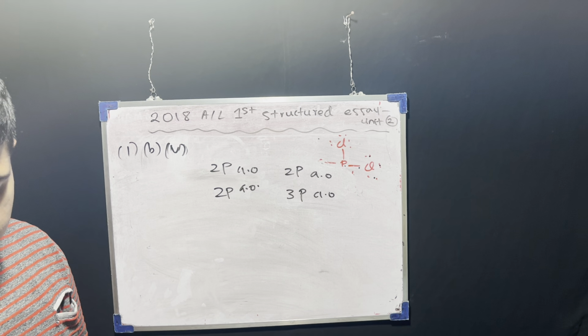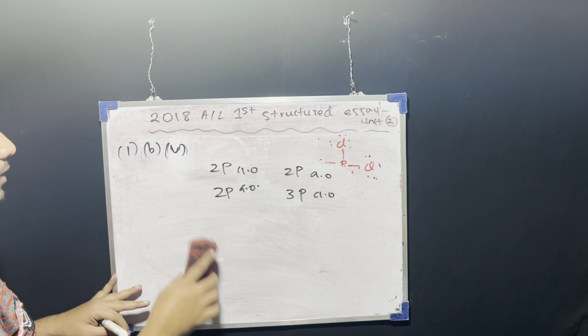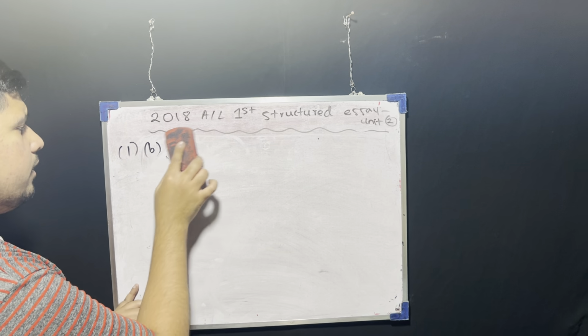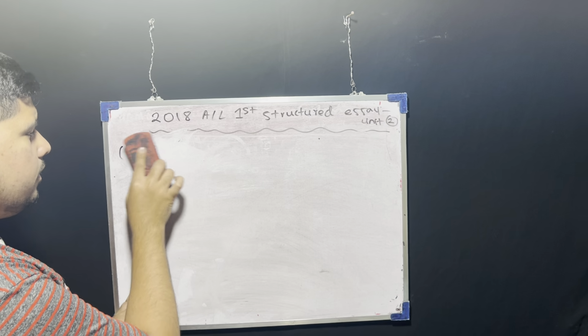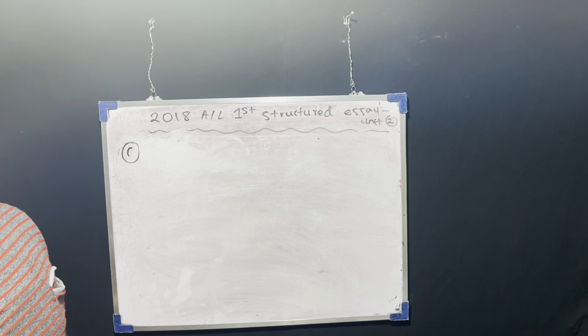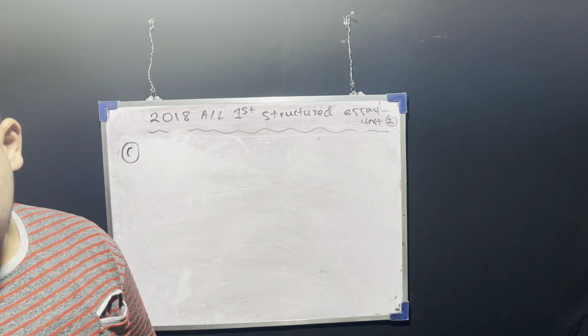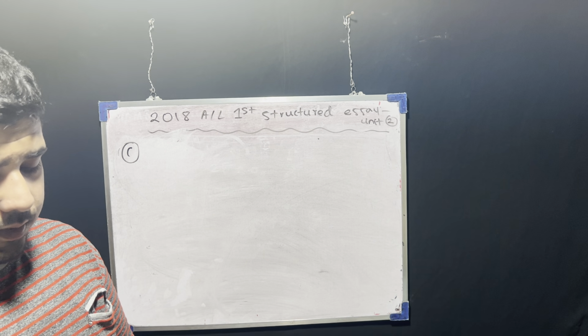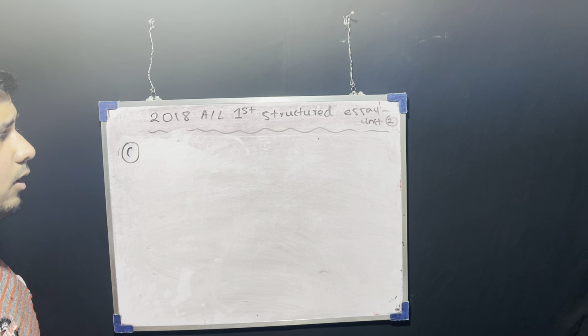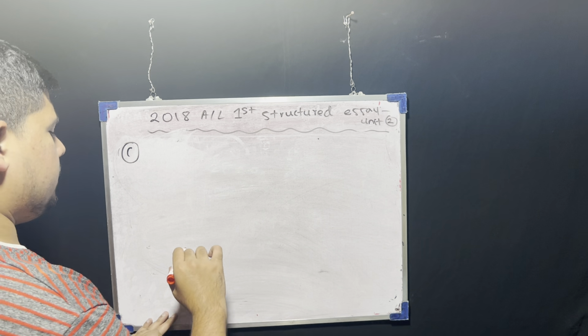Now part C. Roman number 1, variation of first ionization energy. For this type of question, it's easy to draw the graph and check it.